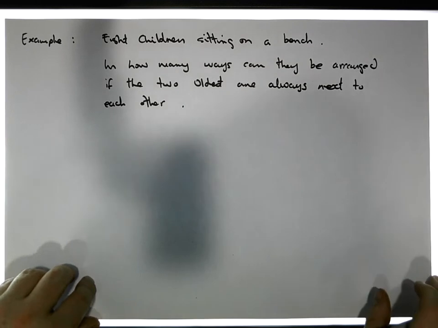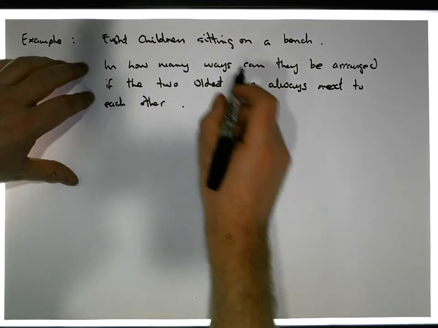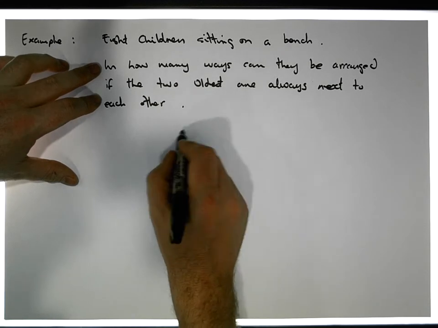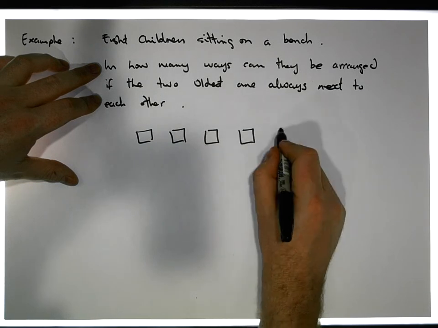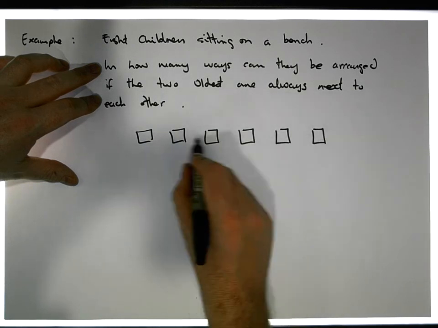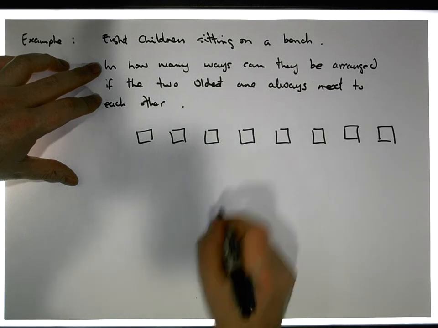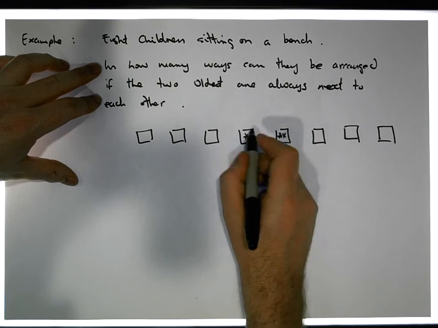But anyway, let's have a look at another example, because I've already done this one. We consider the two people that need to be together. Let me just rerun that here. There's 8 people, 1, 2, 3, 4, 5, 6, 7, 8 of them. The oldest and the second oldest need to stay together.